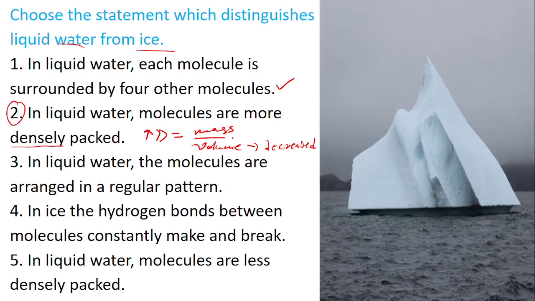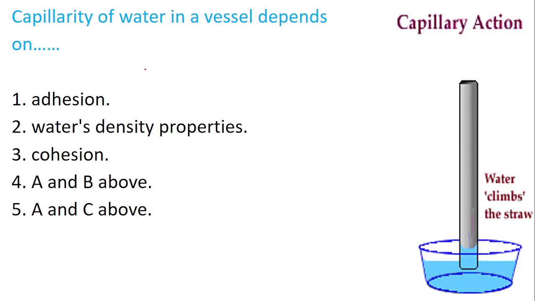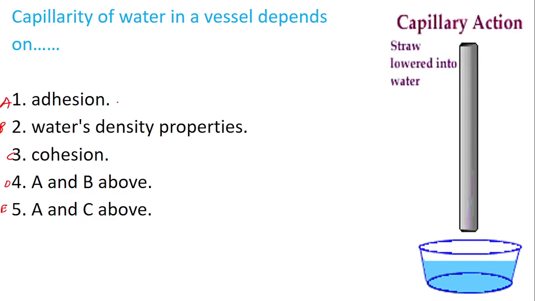Capillarity of water in a vessel depends on, for this one, I'll quickly solve it. So this one is our A, this one is our B, this one is our C, this one D, and this one our E. I think I explained this one already, so the answer is just A and C. Do we have any questions on this particular part? Okay.